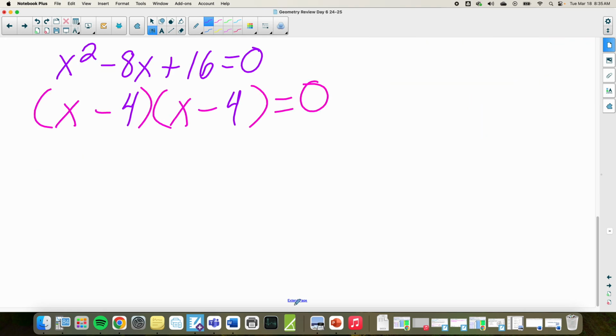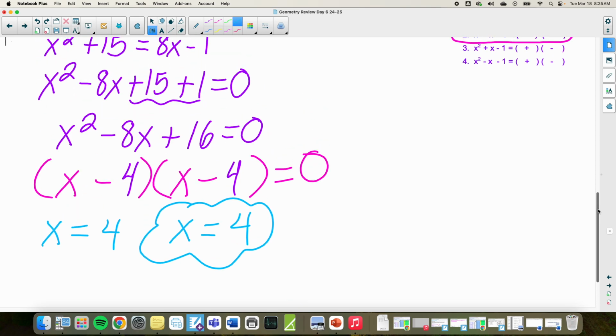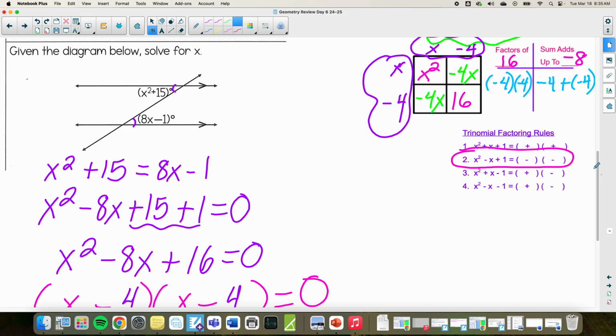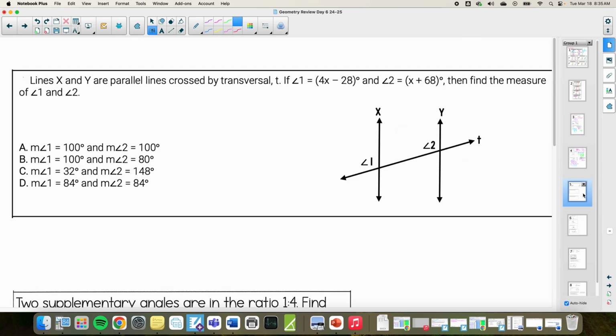And then do you guys remember how you find your answers? If this is minus 4, what would your answer be? Positive 4, okay? And here's the deal. When two answers are the same, you don't write it twice. Your answer would just be x equals 4. So I wanted to go over that just in case you have one on your MCA test where you have to factor and both of them would be negative so that when you add them, it would be a negative, okay?